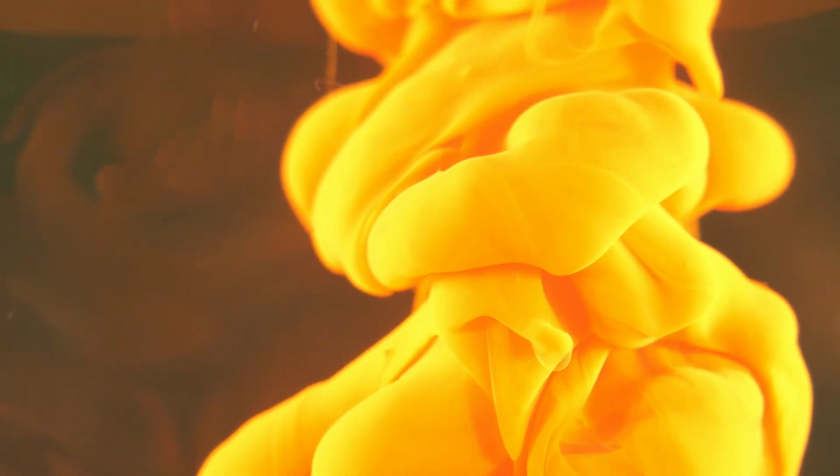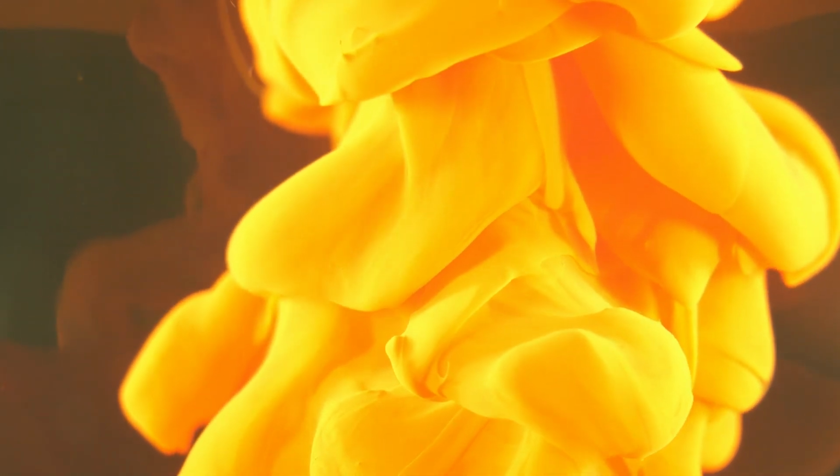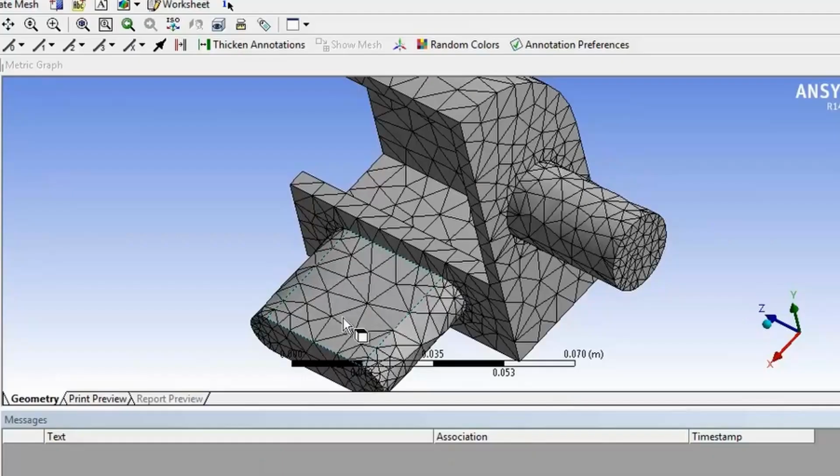CFD includes steps like modeling, discretizing, solving, and post-processing. These are the basic steps: modeling, discretizing, solving, and post-processing. First, you discretize your model into different parts. Here we divide our model into a smaller number of parts, and each part behaves on its own. And finally, you are matching your result better.